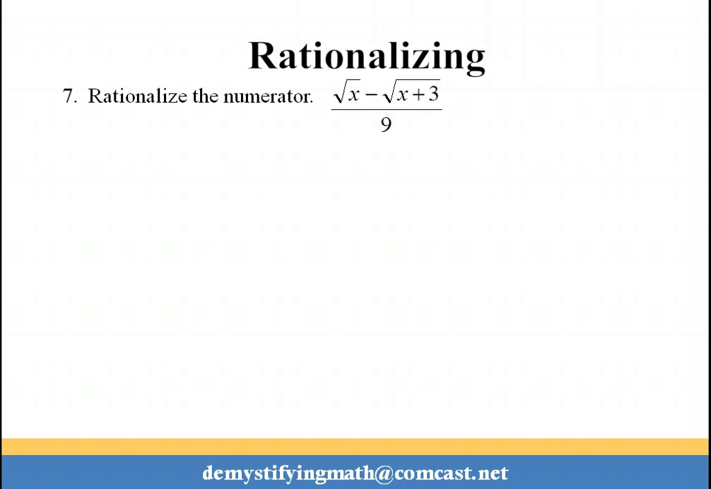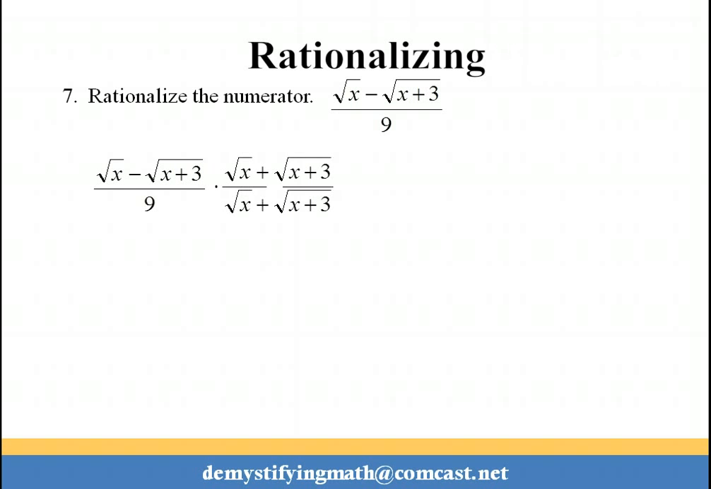Okay, for our last problem, we have the square root of x minus the square root of x plus 3 all over 9. And this time we want to rationalize our numerator. So we're still going to multiply by the conjugate, but this time the conjugate of the numerator. And then we're going to FOIL the numerator. So we take the square root of x times itself, which gives us x. And the square root of x plus 3 times itself gives us x plus 3, and it's subtracted because one term was positive and one was negative.